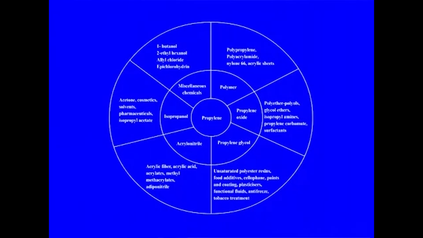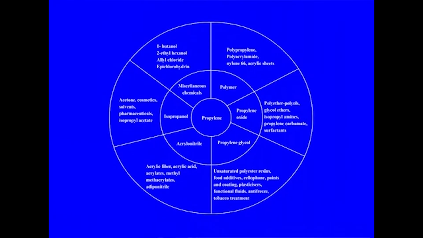These are the various broad products we get from propylene, that is polymers: polypropylene, polyacrylamide, nylon 66, acrylic acid, where we are using propylene. Propylene oxide has a lot of other uses: polyether polyols, glycol ethers, isopropyl amines.